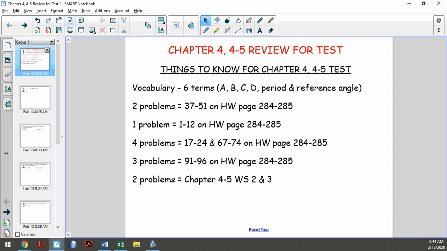Okay? In addition to that, you will have 2 problems, like 37 through 51 on homework, page 284 through 285. You have 1 problem, like 1 through 12, 4 problems, like 17 through 24, and 67 through 74, and 3 problems, like 91 through 96, and then 2 problems, like 45 on section 4, 5, worksheet 2, and 3. Okay? So 12 problems that require work and only 6 vocabulary. I don't think that's too bad.